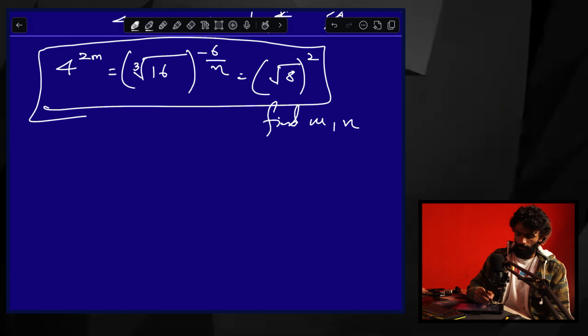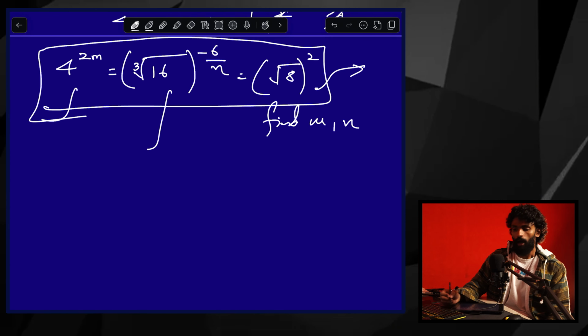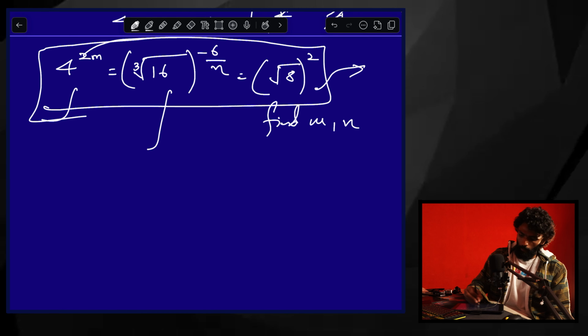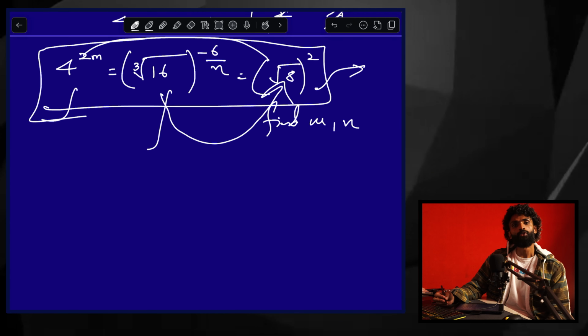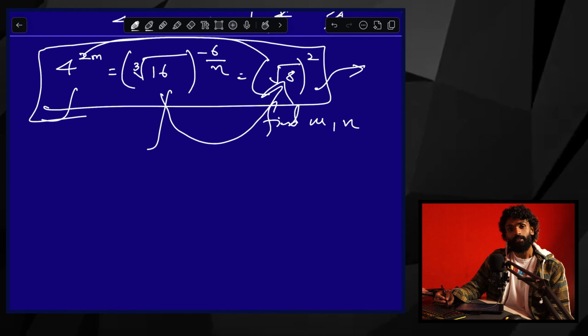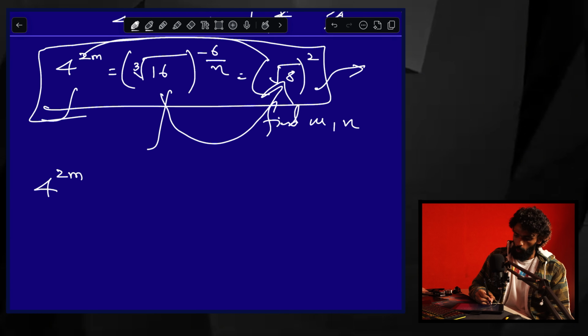If you observe properly, the first part talks only about m, the second part talks only about n, and the third part talks about no letter, which means it's a pure number. What I would do is equate the m also to the number, and equate the n also to the number. So here the most important part is not the letter, it's the number. And most importantly, rewrite the question. So you write the m part separately: 4 to the power 2m equals root 8 square. Next, cube root 16 to the power minus 6 by n is again equal to root 8 square.